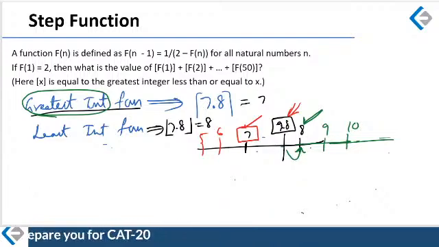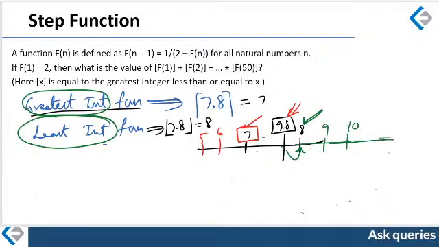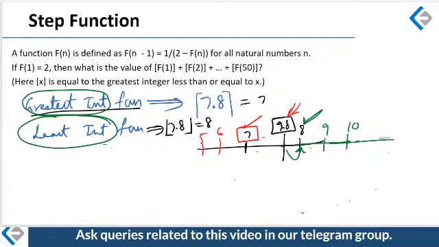Only one side you can tell. Similarly, when they talk about least integer, only one side you can tell. The other side you can't tell. It is pretty logical. The way they coined these words, these phrases, are pretty logical in themselves.